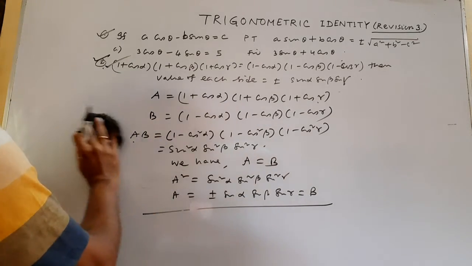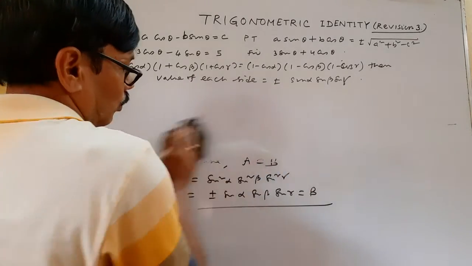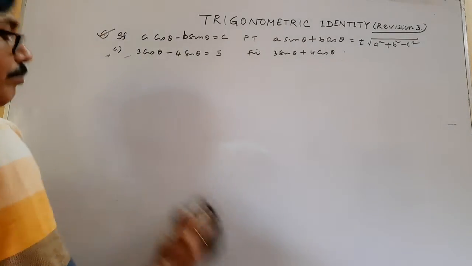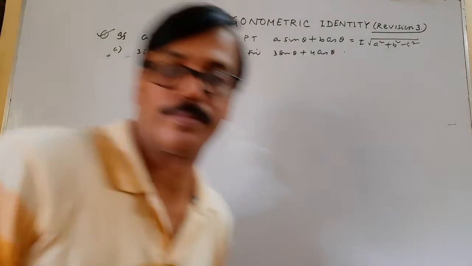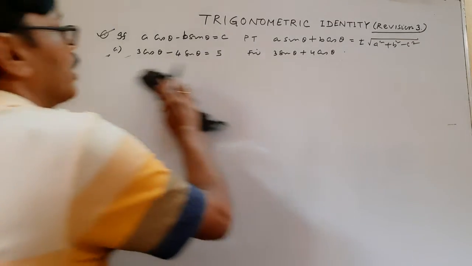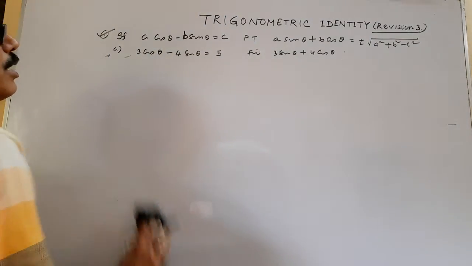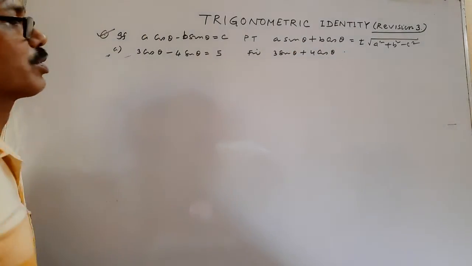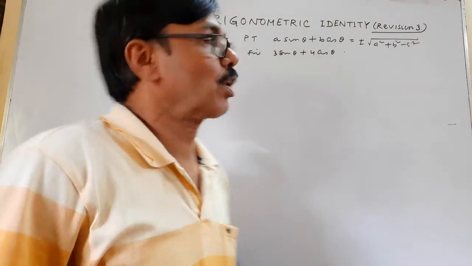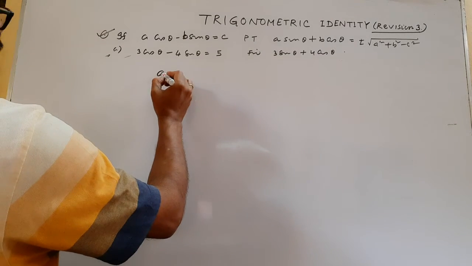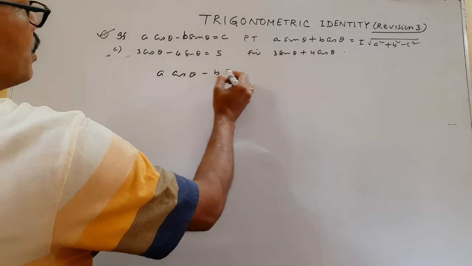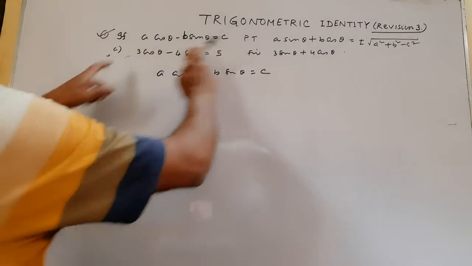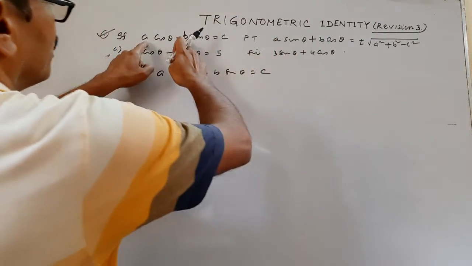Next, problem number 1. A cos theta minus B sin theta equals C. A sin theta plus B cos theta equals this. So what is the expression? A cos theta minus B sin theta equals C. Now here it is A sin theta and it is B cos theta.